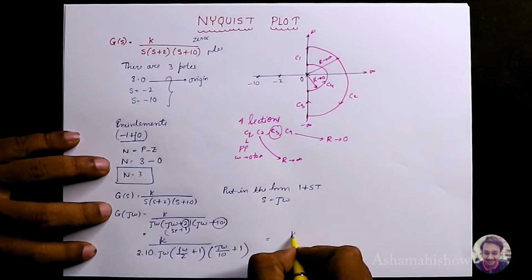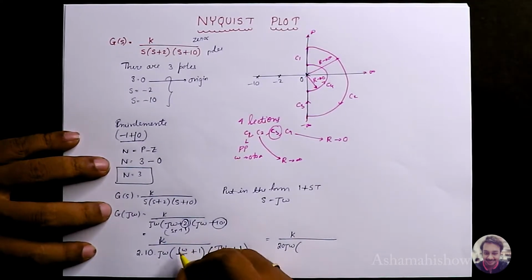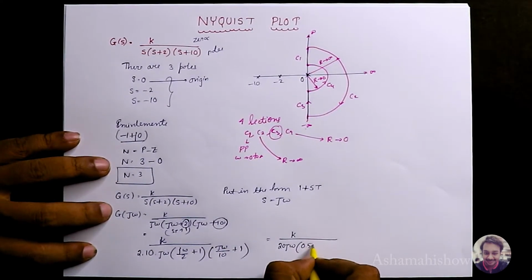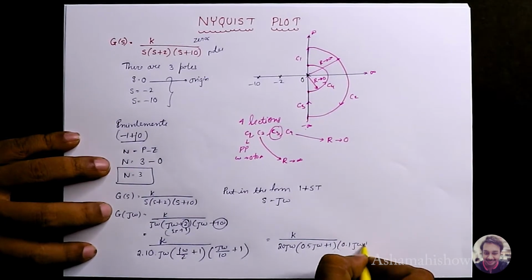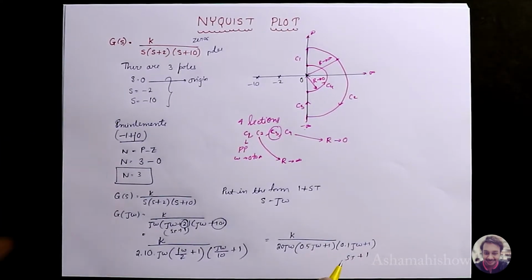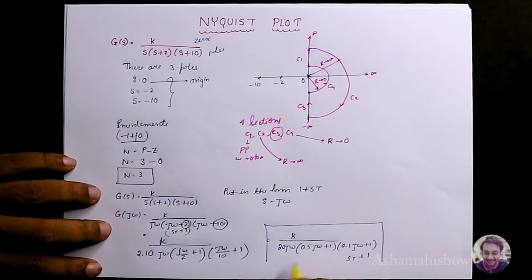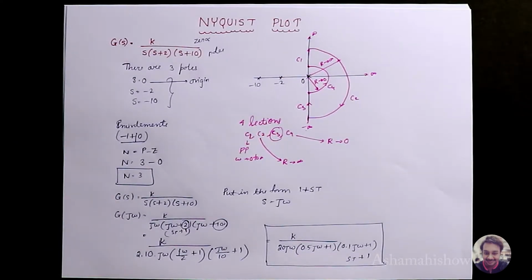So I'll just write here, k is equal to definitely this 20 j omega, and j omega by 2 is 0.5 j omega plus 1, and this is 0.1 j omega plus 1. So this is the format of 1 plus st. Okay, so now we got the form of 1 plus st. Keep it aside for now.